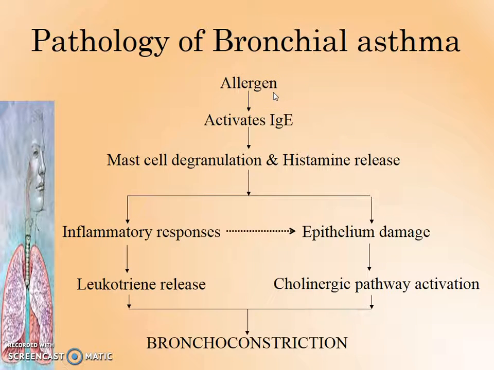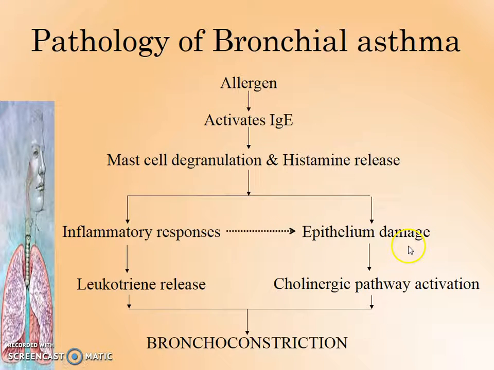So, what is the pathology behind bronchial asthma? As we know, it is an inflammatory process, so in this case it is the allergen. This allergen is going to get introduced into the body. Once it is inside the body, it is going to activate IgE. IgE is immunoglobulin E, which is the antibody and which is going to cause mast cell degranulation. This mast cell degranulation is going to lead to a huge array of histamine release and different inflammatory responses. Both of these are further going to contribute to epithelium damage.